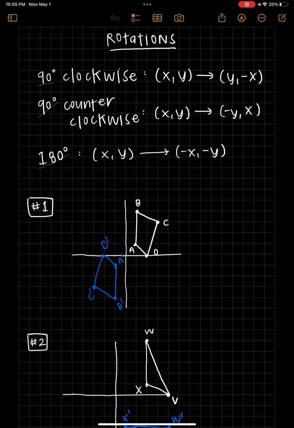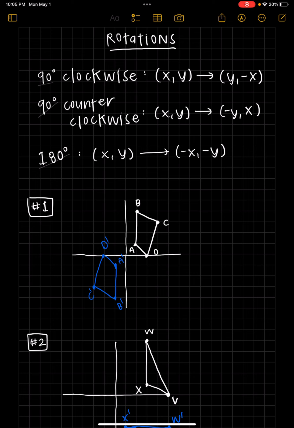Now, the 90 degrees counterclockwise is really similar. When we go from (x, y), we go to (negative y, x). So once again, we're going to flip them around so that our x becomes our y and our y becomes our x. But instead of making that back number negative or flipping the sign on the back, we flip the sign on the front number.